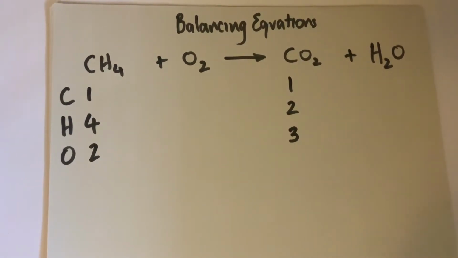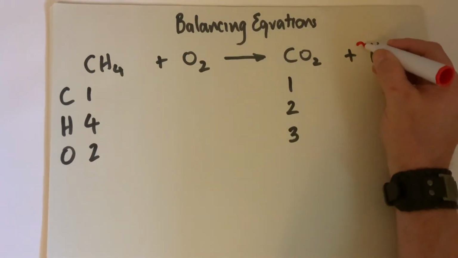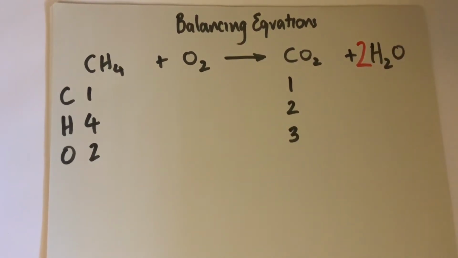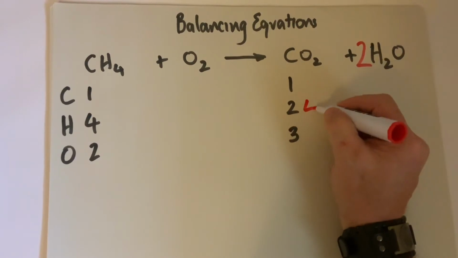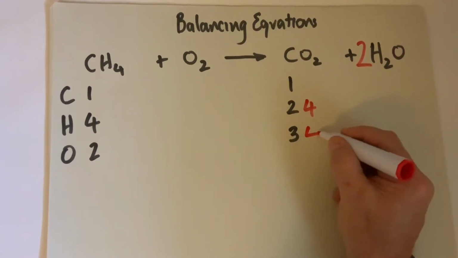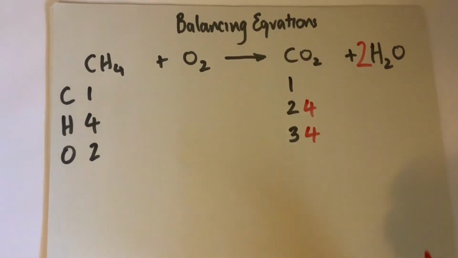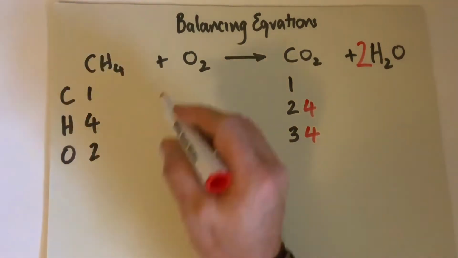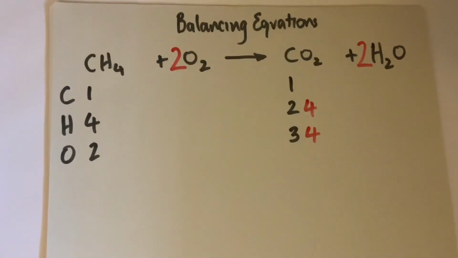First thing to look for is to pick, in this case, the hydrogens. How are we going to balance the hydrogens? We have 4 on one side, 2 on the other. So we're going to double the amount of water that's been made. So now we find we have 4 hydrogens there, but now we've got 4 oxygens. That means we have to come back to the reactant side and ask, how are we going to get 2 more oxygens there? Well, if we double the amount of oxygen that we're putting in, that will give us the correct equation again.